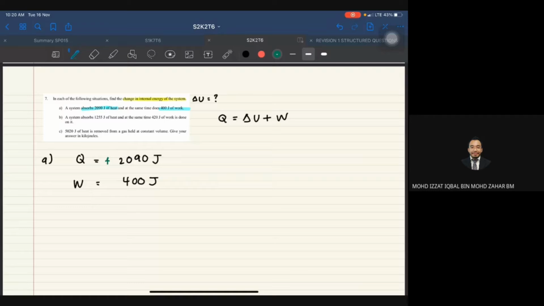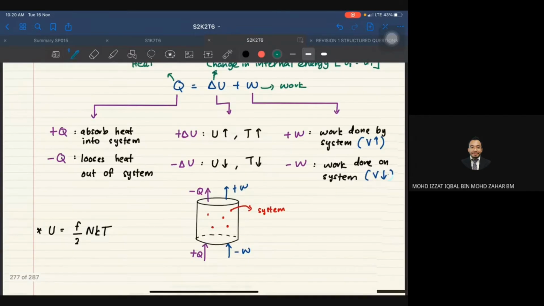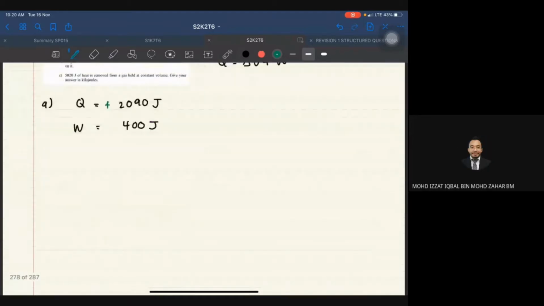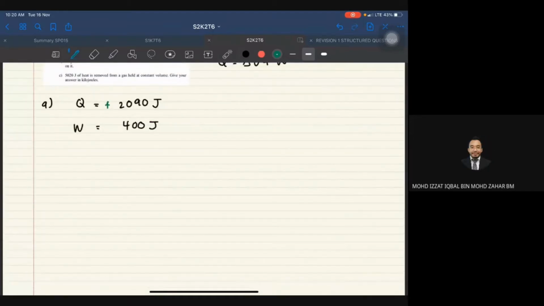So in this example, dia kata, and at the same time, does 400 joule of work. Kamu rasa siapa yang buat kerja, sistem ke bukan sistem? System. Okay, good. Kalau sistem yang buat work, the work done is positive or negative? Kita pergi balik kita tengok sini. Kalau work done by the system, is it a positive or negative work? Positive. Okay, very good. So it's positive. Setiap kali kamu nak jawab pun macam tu lah.